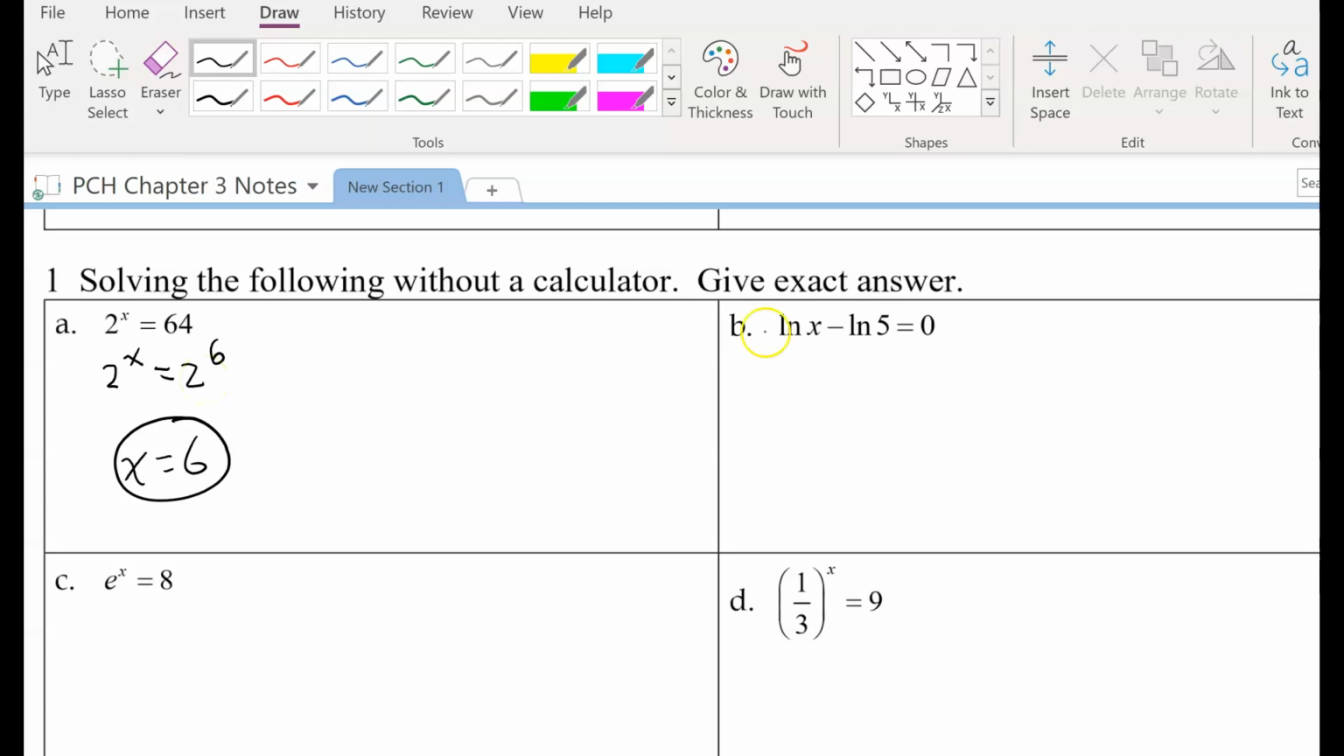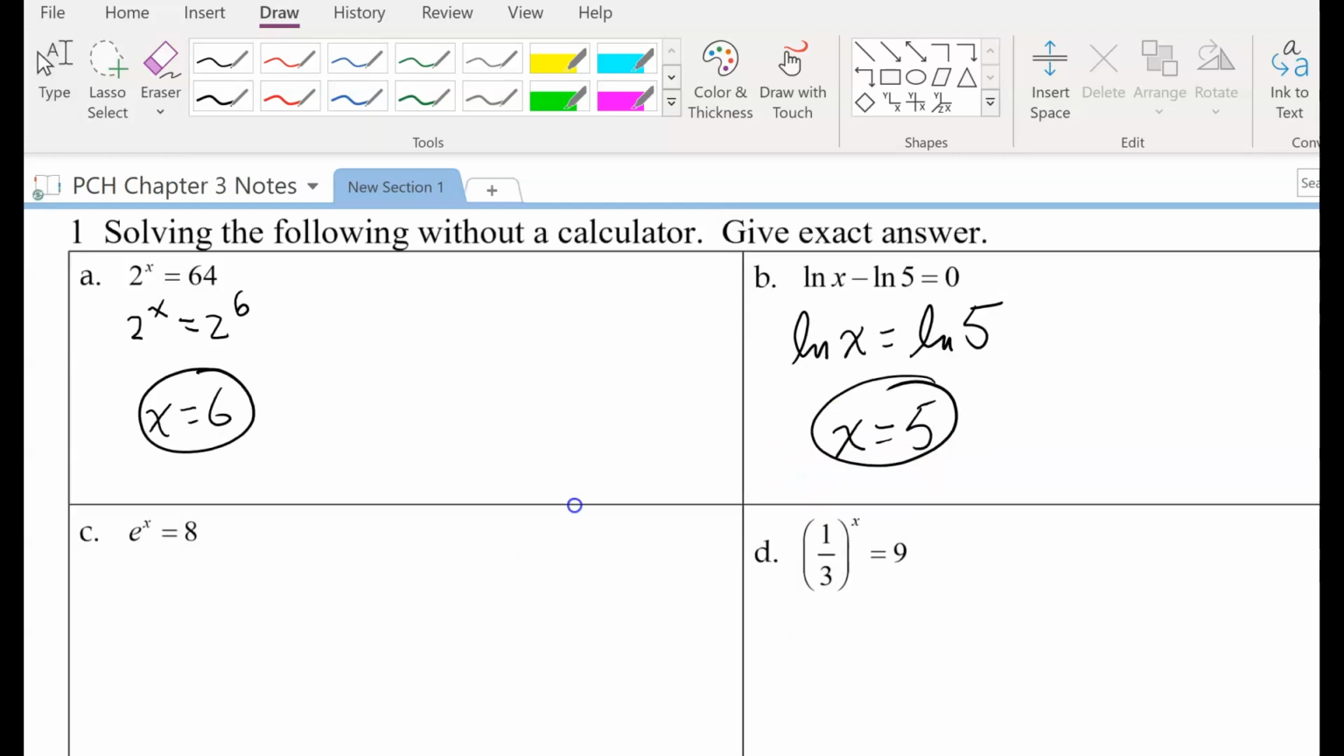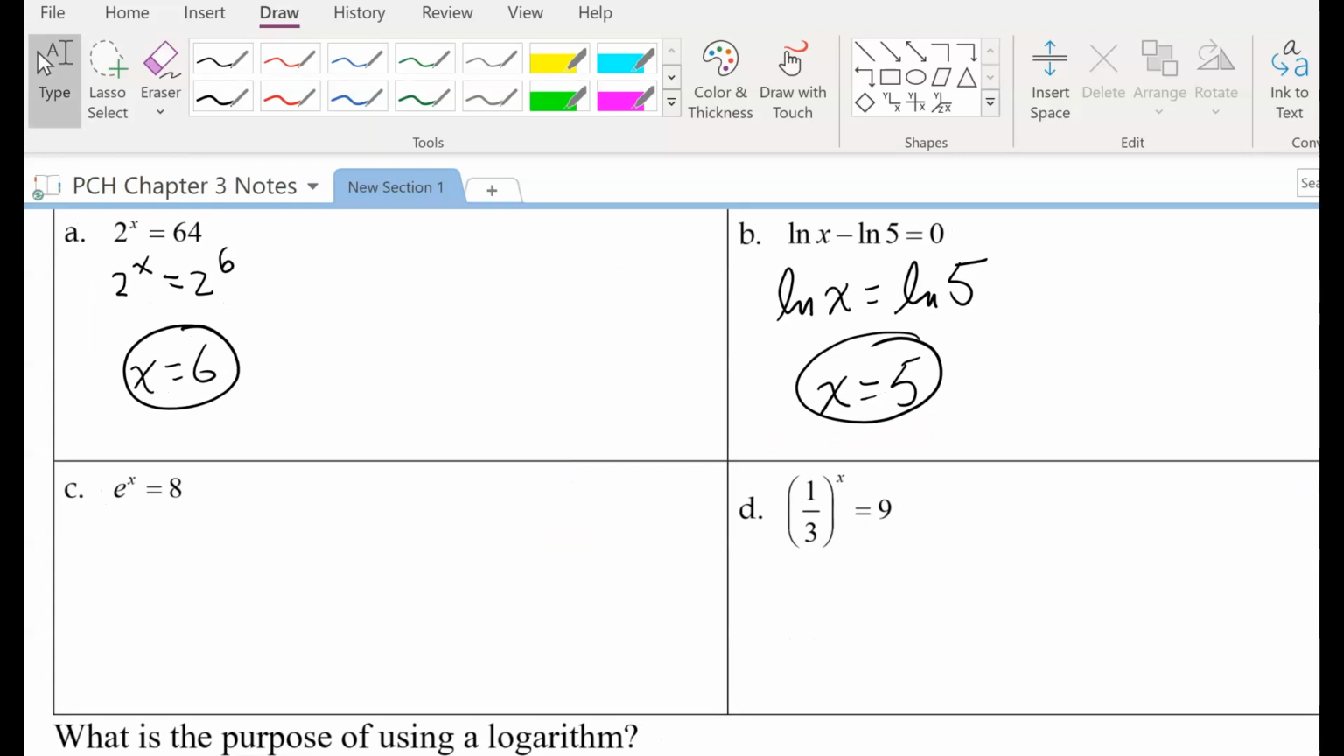Alright, moving on to part B, solving for x. Again, if we use our one-to-one property, I'm going to add natural log 5 to both sides. So I have natural log x is equal to natural log 5, and when we write it like this, we can see that x is equal to 5. Alright, moving on to part C.